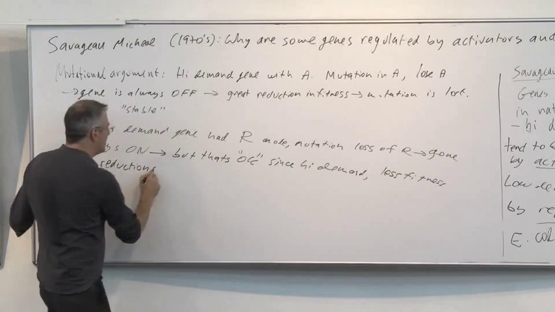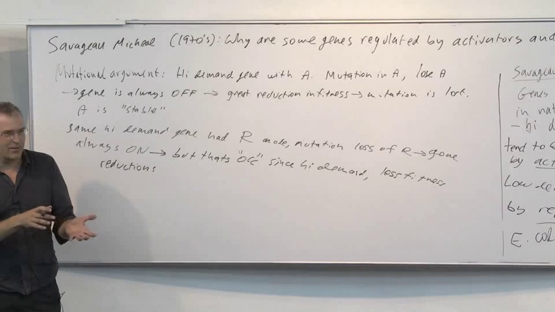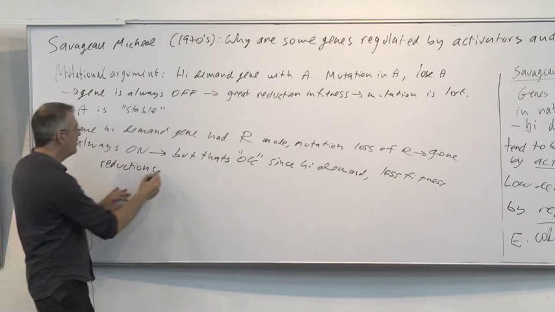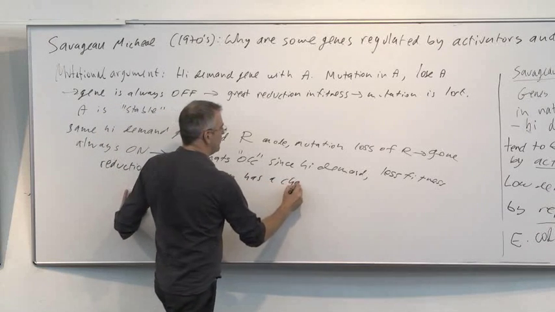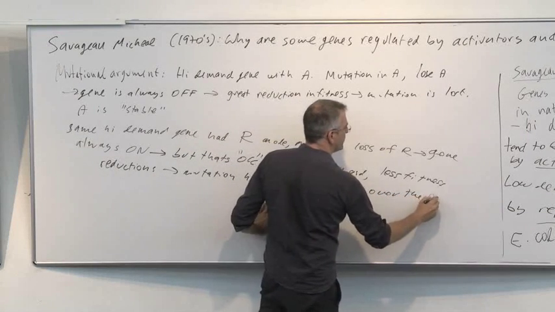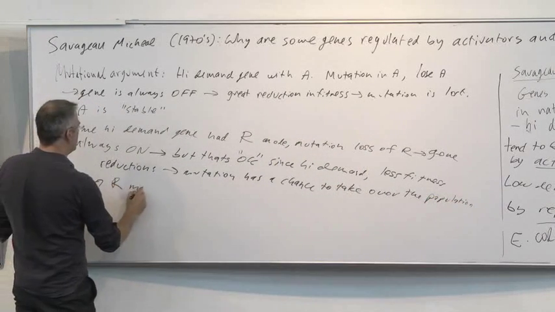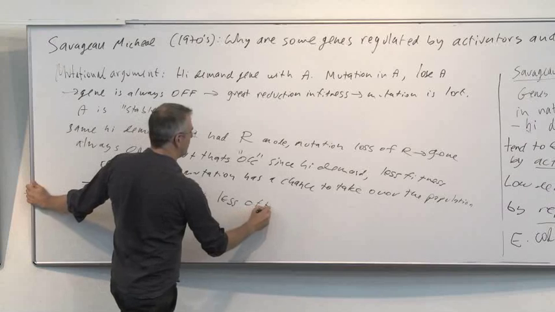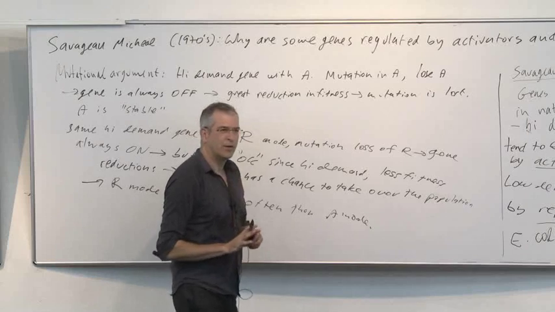Of course, the mutant doesn't have as high fitness as the wild type because you still need that repressor. I mean, sometimes it is off. Sometimes it is supposed to be off. But it's less of a fitness disadvantage. Therefore, this mutation has a chance to take over the population, and therefore the R mode is lost less often than in the A mode, the activator. So that's kind of a stability argument.